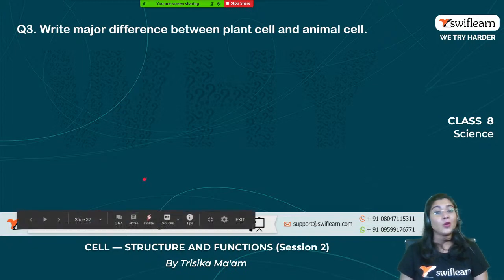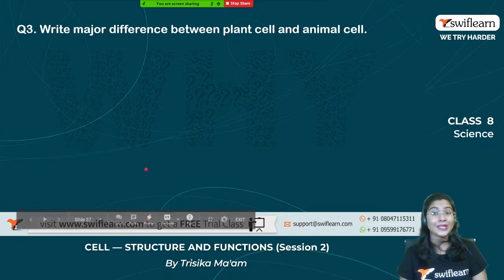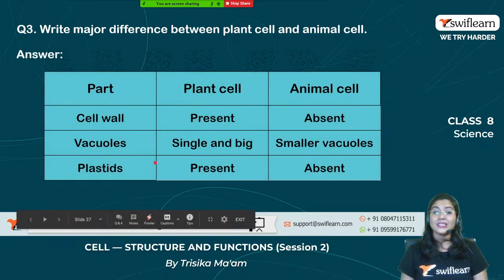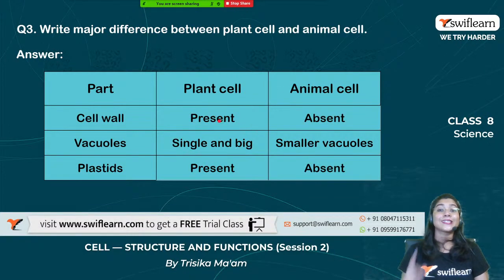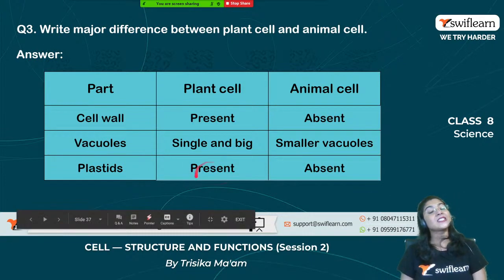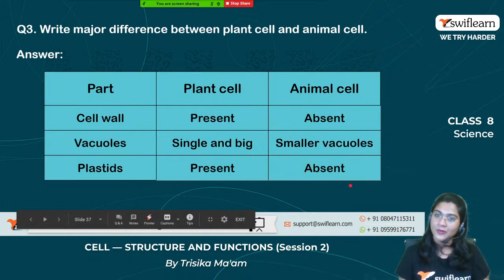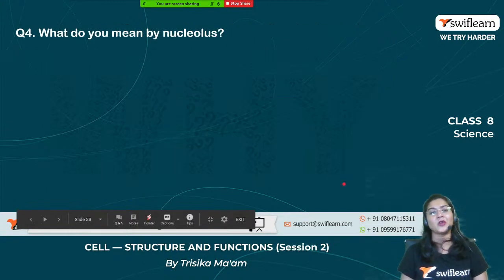Okay, so already we have mentioned three main points of difference between the plant cell and the animal cell. That is, the cell wall is present only in the plant cell but absent in animal cells. In the plant cell, vacuoles are single and big to maintain the water balance. But in the animal cell, smaller vacuoles are present, and plastids are present within the plant cell, but in animal cells they are absent. Right? Very good. Now let us move on to the last question for today's class.